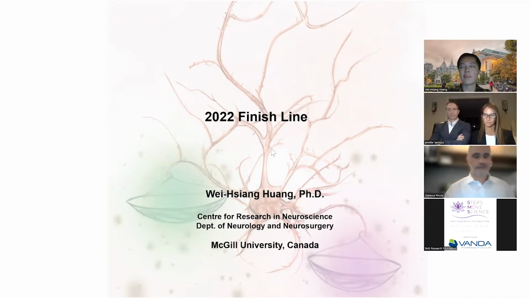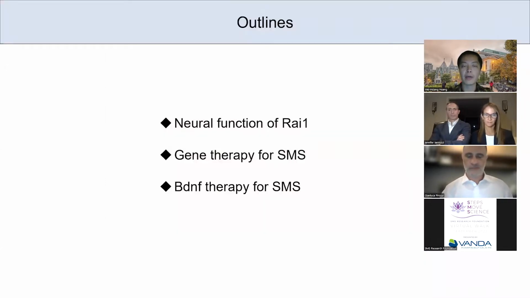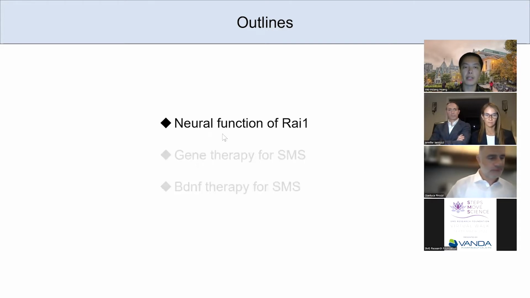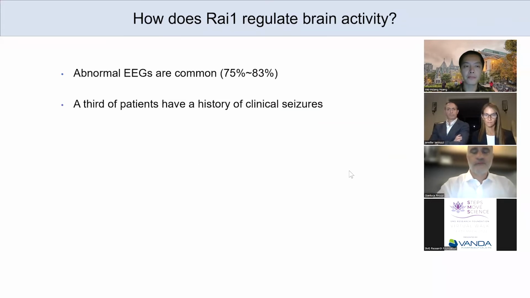So I want to tell you a little bit about the research in my lab. My lab is entirely focused on Smith-Magenis syndrome, and we are focusing on a few different projects, including the neural function of RAI1, as well as developing different kinds of therapies for SMS using mouse models. So I want to tell you first about how we understand the basic neurobiology of RAI1.